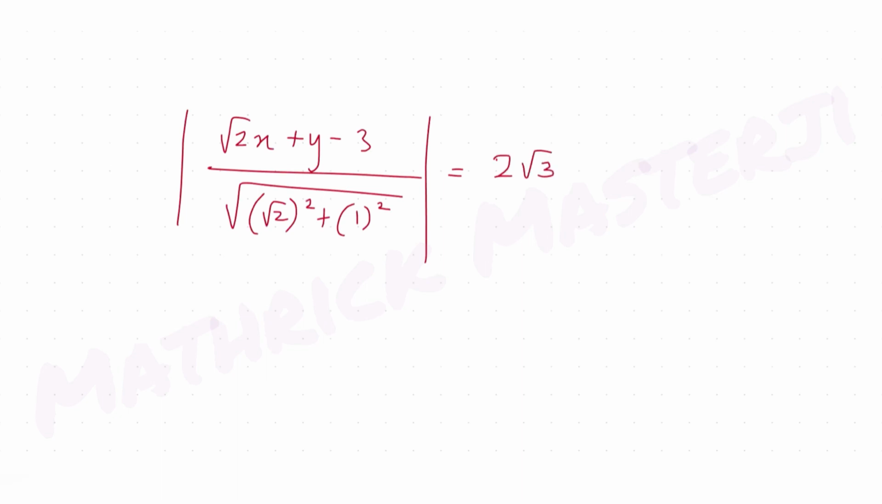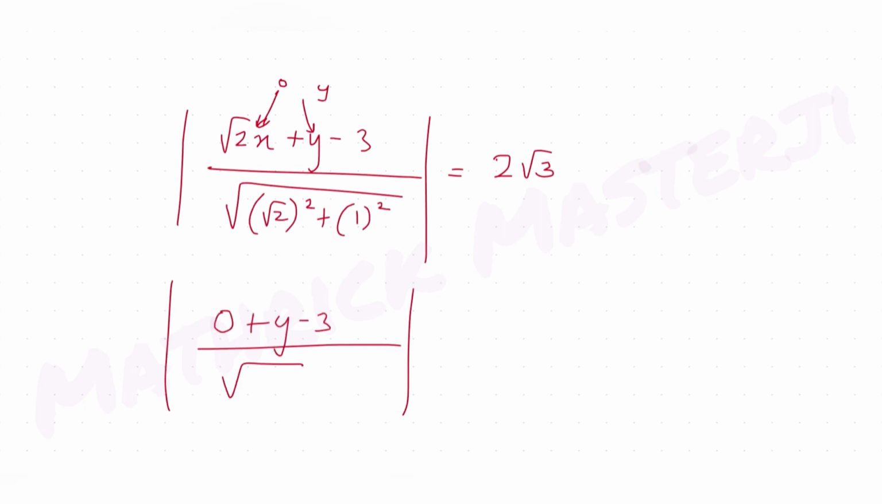Now I know the centers of the two circles lie on the y-axis. So x is particularly 0. The y-coordinate we have to figure out for both of them. So let's put y as y only. That gives me root 2 into 0, so 0, plus y minus 3, divided by root of 2 squared, which is 2, plus 1 squared, which is 1. So 2 plus 1 is 3. If I solve this further, I get mod of y minus 3 equals 2 root 3 into root 3. That gives me 2 into 3, which is 6. Mod of y minus 3 is equal to 6.